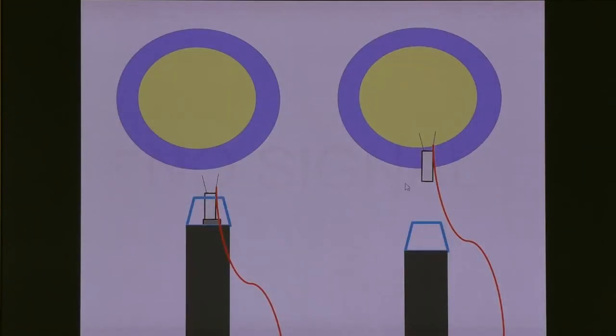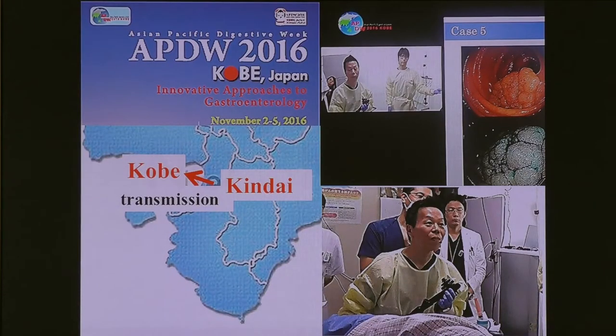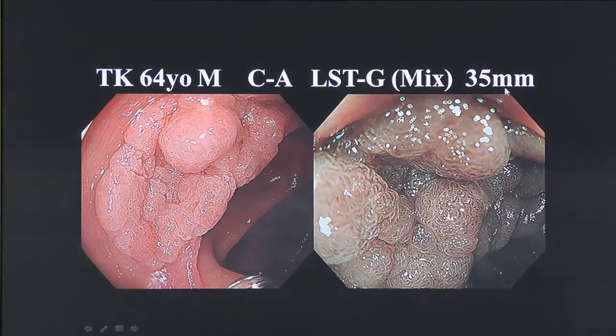And after this application of clip and thread, the lesion looks like this. So you can have a better visualization of the submucosal layer. I performed a live demonstration during Asia Pacific Digestive Week, which was held in Kobe last year. There was a live transmission from our university to the convention venue. The lesion was 35 millimeters in diameter.